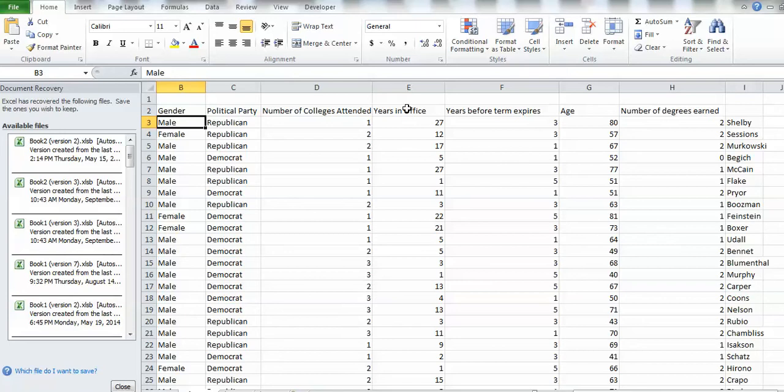We might also wonder, when people have been in office longer, does that mean that they have fewer years left before their term expires? The questions that we're asking right now are questions about correlations.